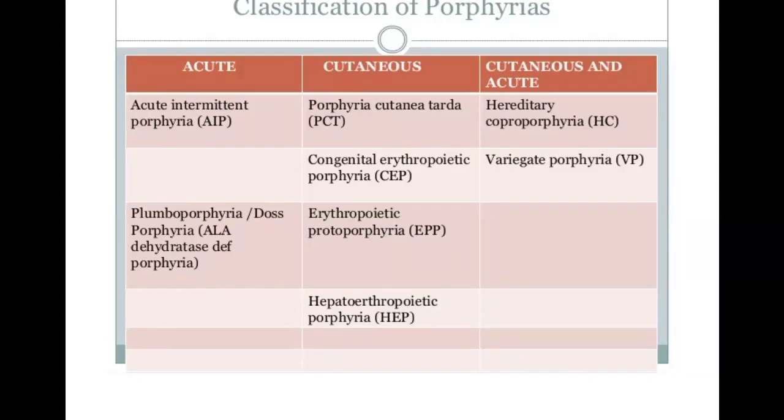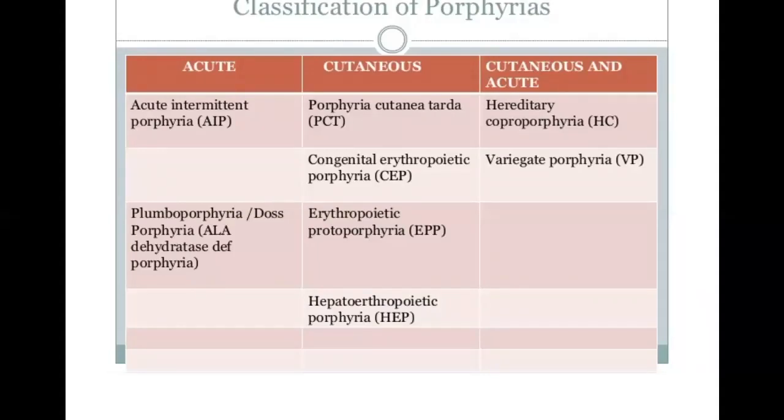And for the cutaneous, by the word cutaneous, it means the patient presents with dermatologic or skin manifestations. Number one on the list, and to tell you the truth, this is the only one you have to memorize, PCT or Porphyria cutanea tarda. Just to mention in passing, we have congenital erythropoietic porphyria, erythropoietic protoporphyria, and hepatoerythropoietic porphyria. So what should you memorize? Porphyria cutanea tarda, or PCT. Now, a combination of both acute and cutaneous, we have hereditary coproporphyria and variegate porphyria.